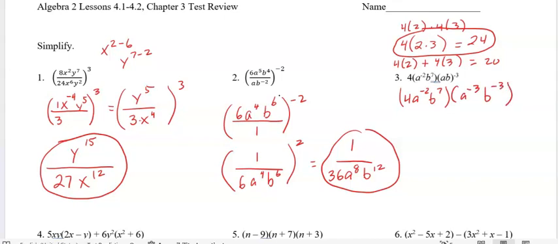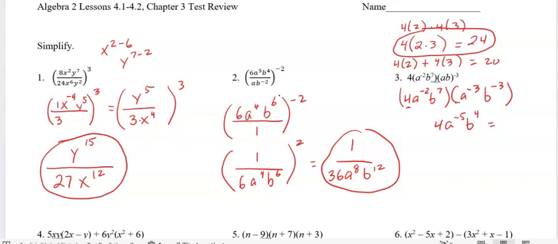And now I'm going to multiply these together. So coefficients first, 4 times 1, that's 4. And when I multiply like bases, I add the exponents together. So a to the negative 2 plus negative 3 makes a to the negative 5. And then b to the 7 plus negative 3 makes b to the 4th.